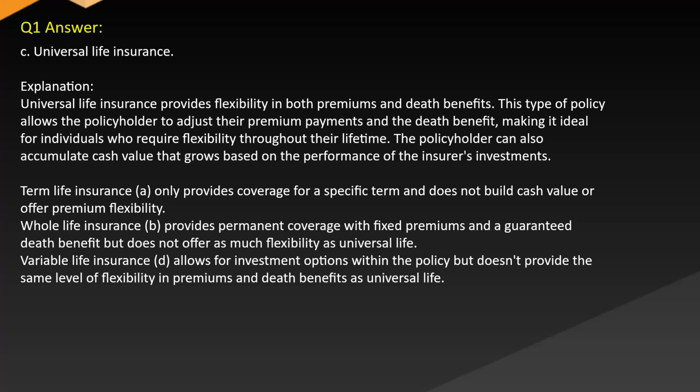Term life insurance, A, only provides coverage for a specific term and does not build cash value or offer premium flexibility. Whole life insurance, B, provides permanent coverage with fixed premiums and a guaranteed death benefit, but does not offer as much flexibility as universal life. Variable life insurance, D, allows for investment options within the policy but doesn't provide the same level of flexibility in premiums and death benefits as universal life.